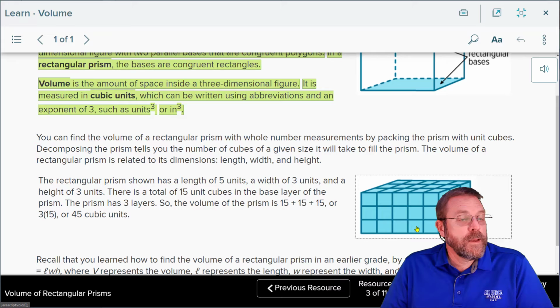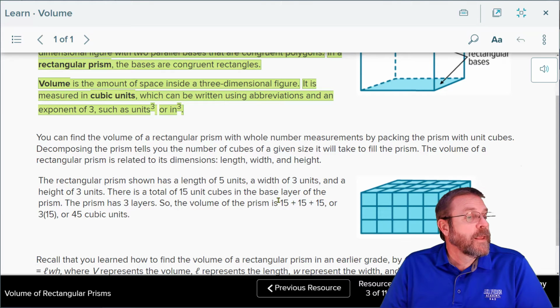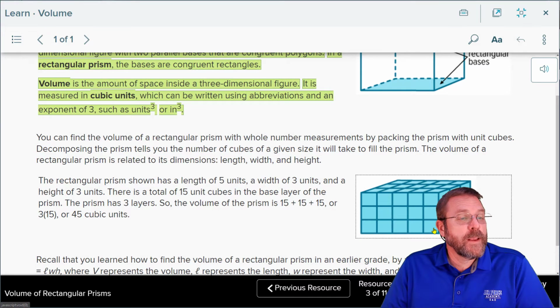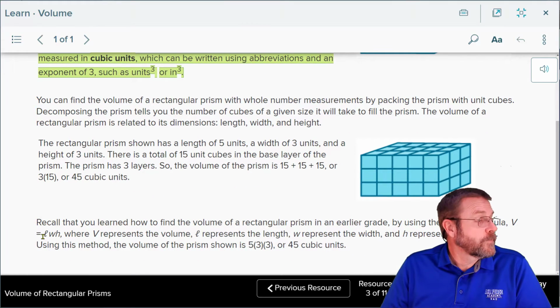Now you can see right here you've got a base of 5 that they said, 1, 2, 3, 4, 5, a width of 3, 1, 2, 3, and a height of 3, 1, 2, 3. So this layer right here is 5 by 3. 5 times 3 is 15, and that's where they got this number 15 for that one layer. You've got 3 layers, so they're going to be the same. 15 plus 15 plus 15 is where they got that 45 cubic units from.